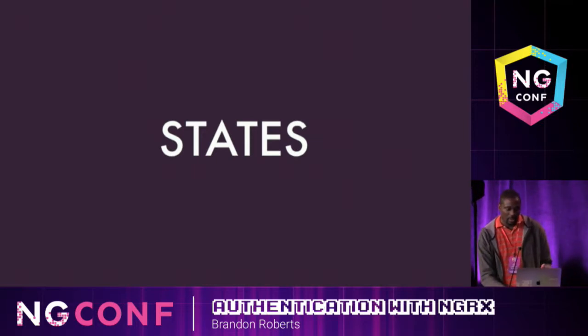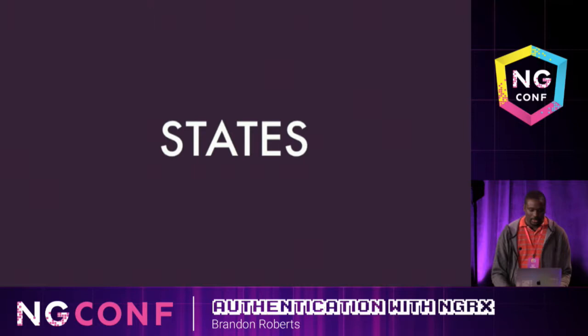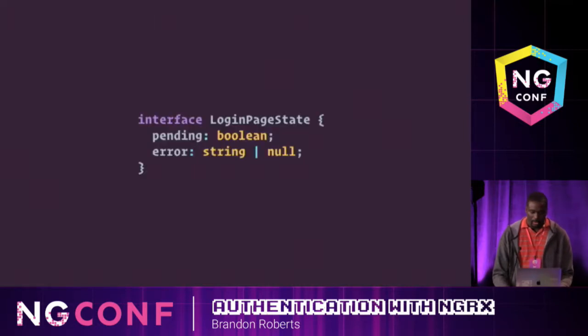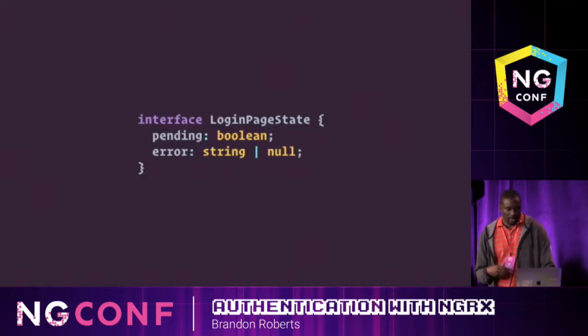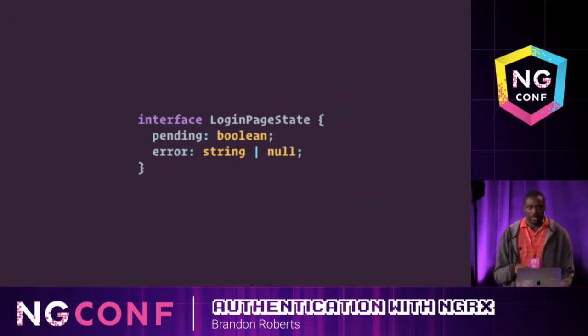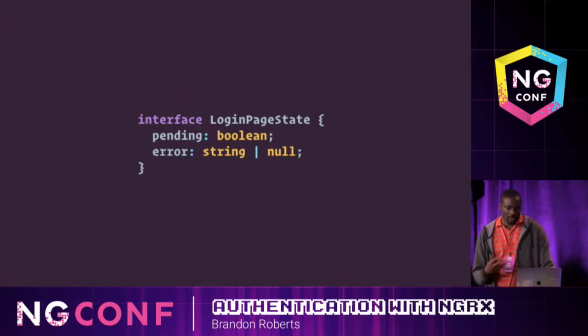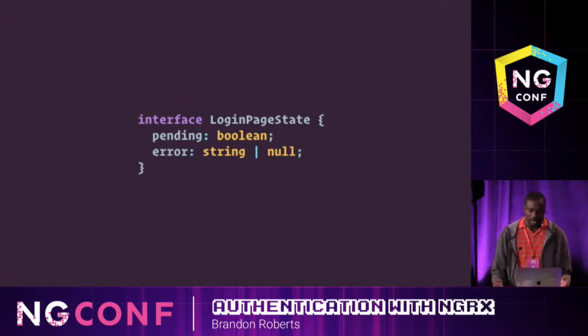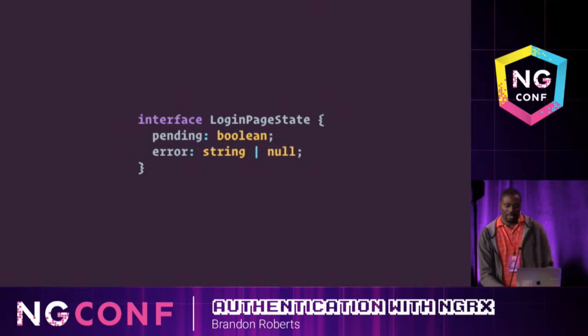Now the two states we're going to cover here are the login page and the authentication state. The login page here is described as an interface, and we have two main properties here. And these differ depending on what you're building. But here we're capturing a pending property, which can be used to disable the form or display spinners while the request is being processed. We also capture any error messages to display that relevant information back to the user in case of a failure.